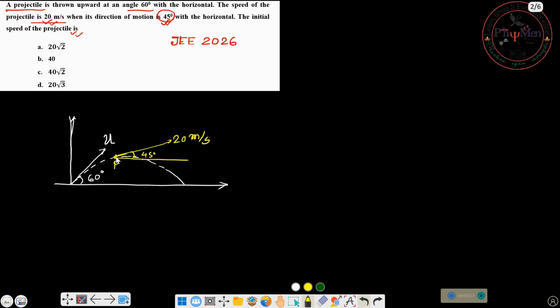Okay, here its speed is 20 meters per second, and it makes an angle of 45 degrees with the horizontal. So this is the speed and this is the direction. The important concept here that we need to know is that the horizontal component of the velocity remains constant.